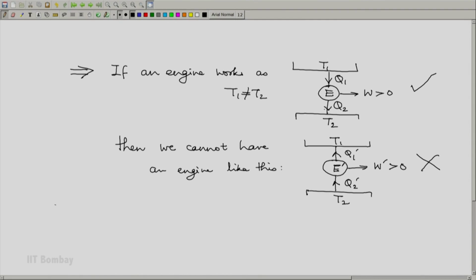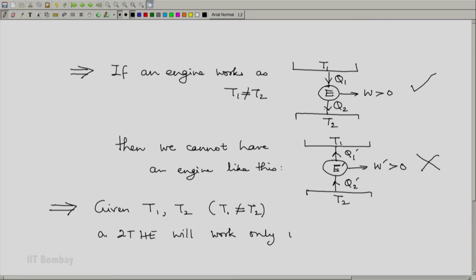That means this implies that given two reservoirs T1, T2 such that T1 is not equal to T2, a 2T heat engine will work only in one way. It will work like this and not like this, or if you insist that it will work like this, it will not work like this.